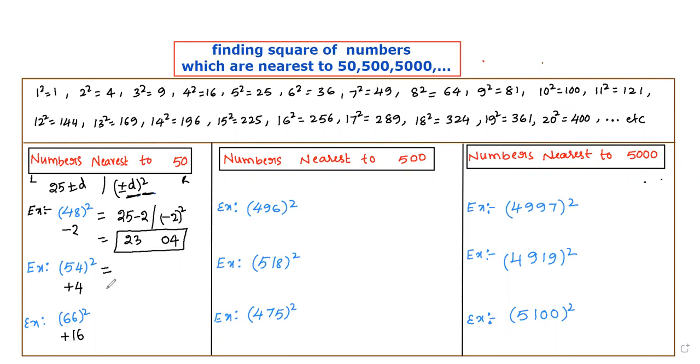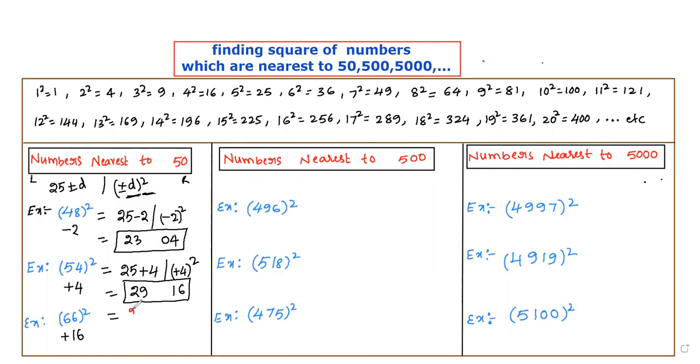Come to the next example. Here our deviation is positive, so we have to add 4 to 25, and find the square of positive 4. Then we get 29. 4 square is nothing but 16. We get exactly 2 digits, so the final answer will be 2916.